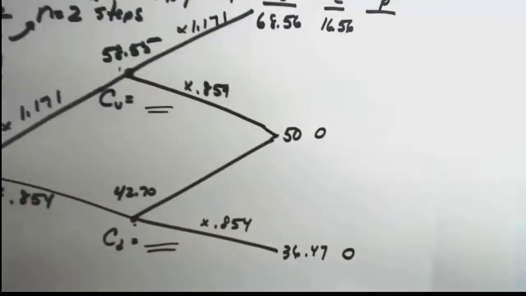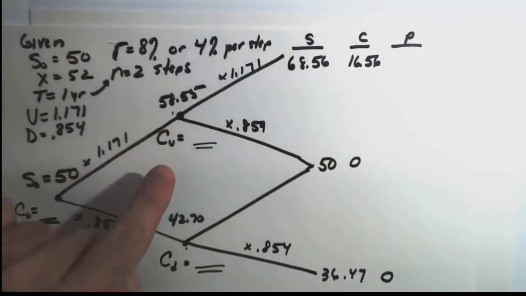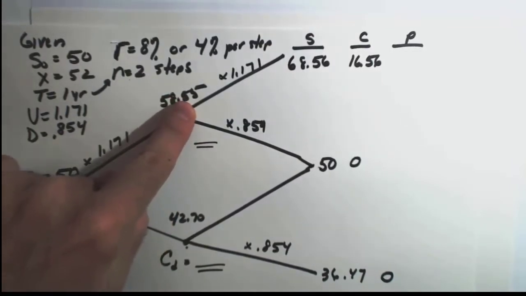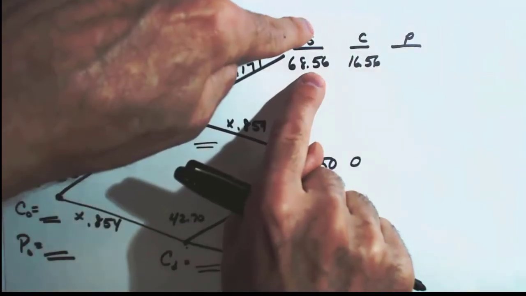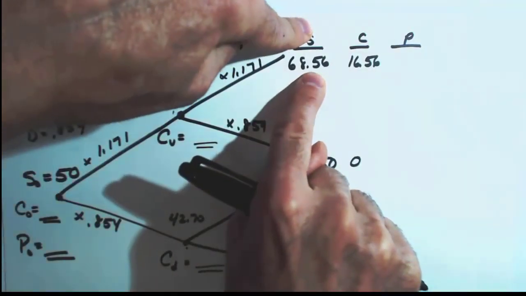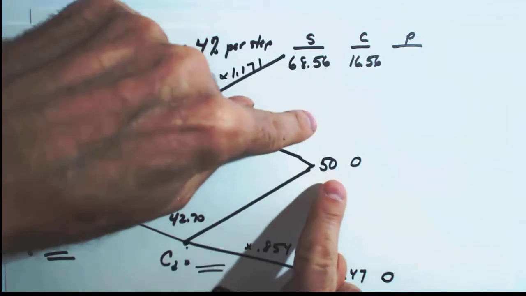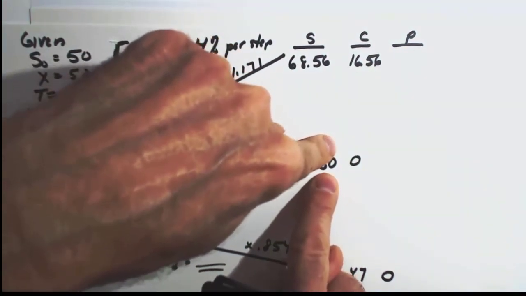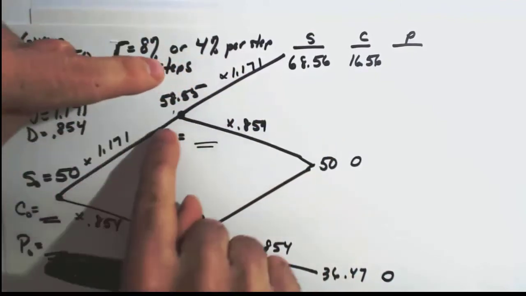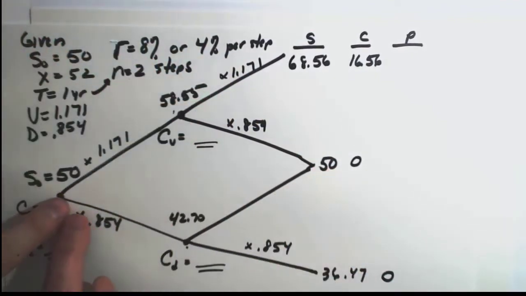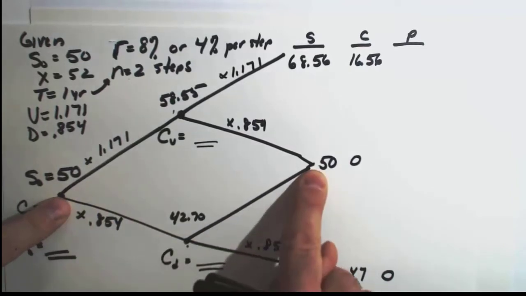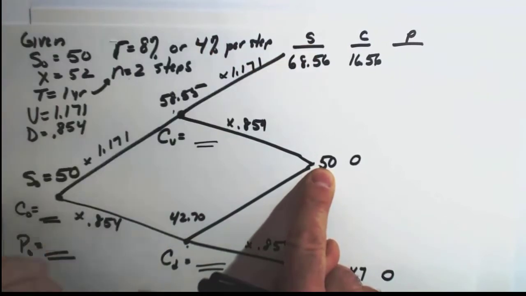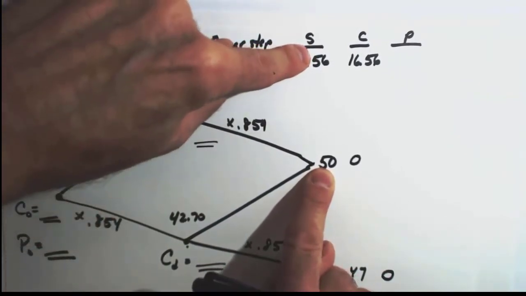So what we're saying is, let's create a portfolio at this point in time. The value of the portfolio will be VUU at this point, the value going up twice, versus the value VUD of this portfolio of a stock and a call, because you went up and then down, which is the same as the value going down then up again in a recombining tree.